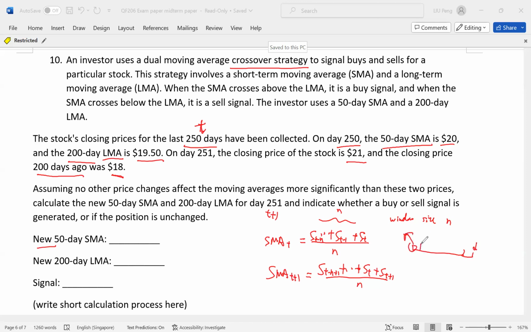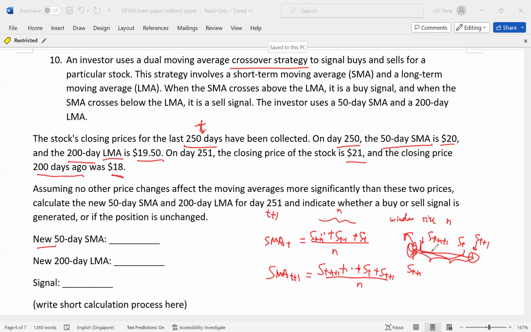And then our window starts from here, right? So this point is our S_{t-n}. This point is our S_{t-n+1}. And then this is S_{t+1}. So the point is that this is our previous window, this is our new window. The only difference is that this one comes in, this one goes out, right?